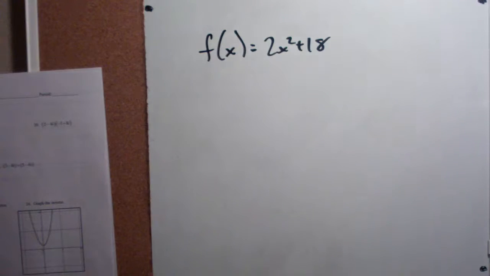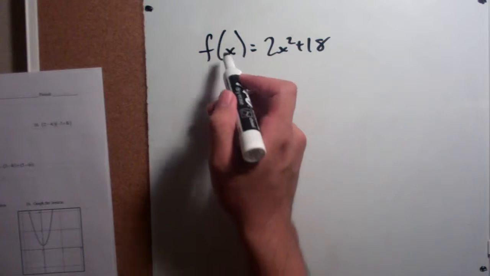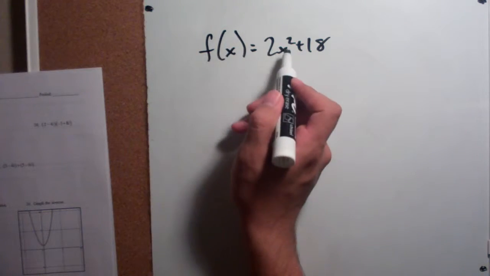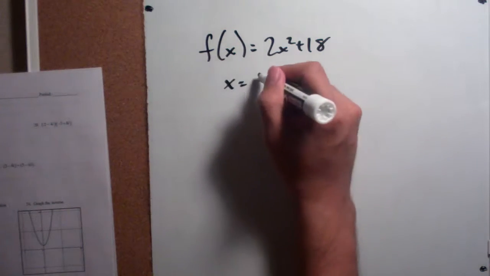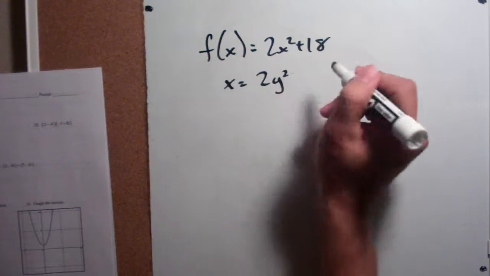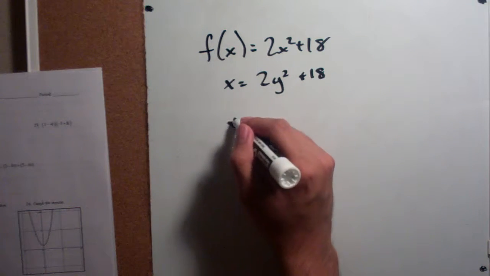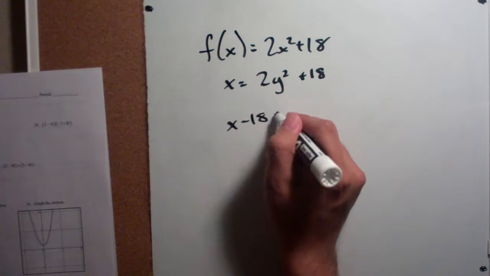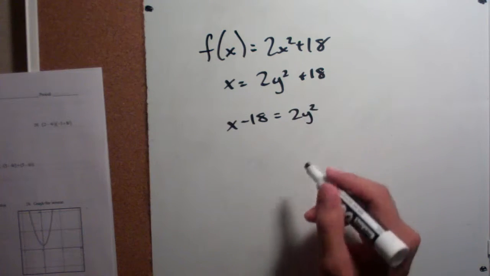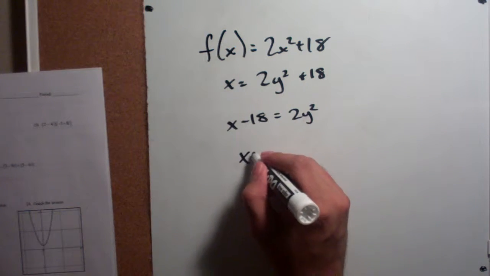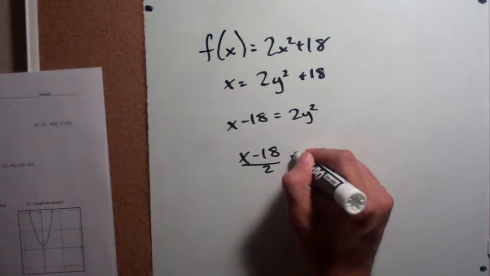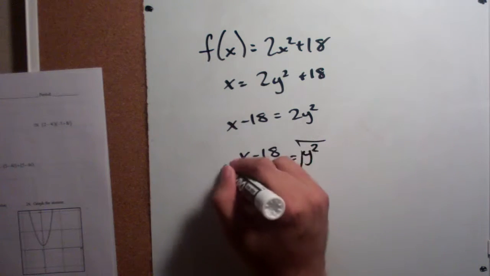And we want to find the inverse. Well, the inverse is you switch the x and the y. This is y, but let's switch that with the x. So we're going to have x over here, and instead of x, we're going to have y over here, plus 18. And we're just solving for y, so I would move 18 to both sides. So I would actually subtract it. And then I would divide both sides by 2. So we have x minus 18 divided by 2 equal to y squared. We would take the square root of both sides.